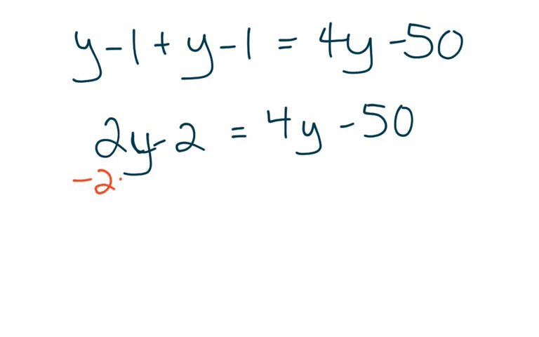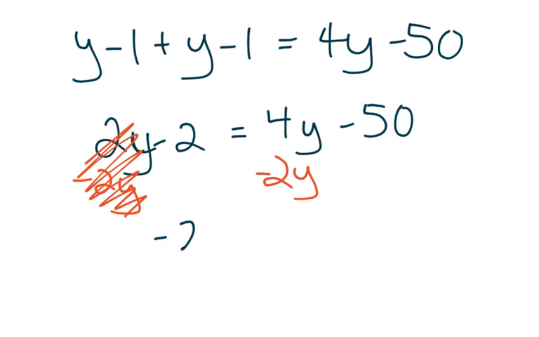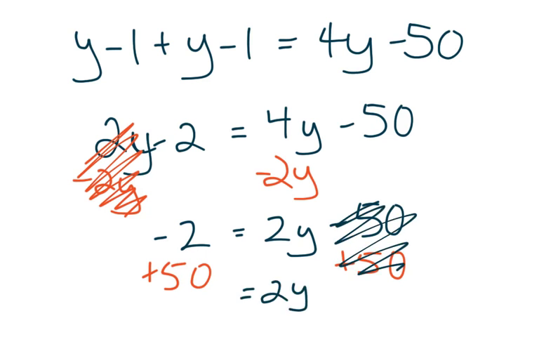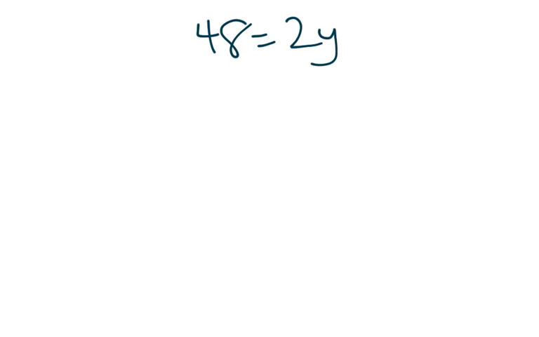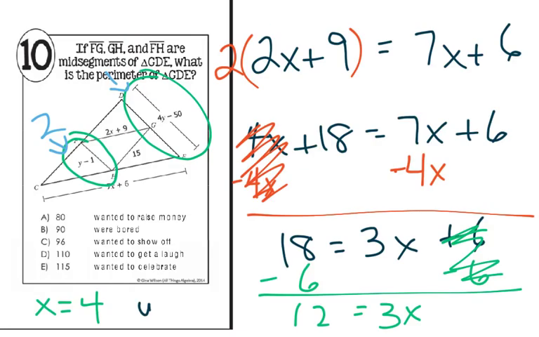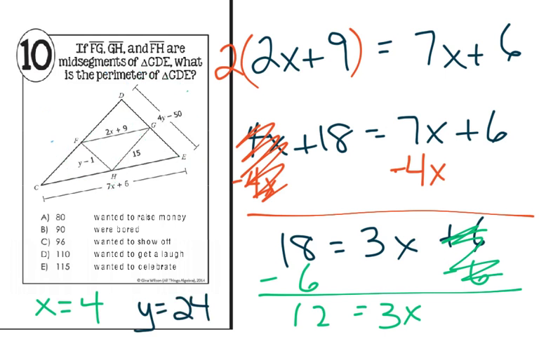I'm going to move the 2y because it's smaller. And these will go away. And I'll be left with negative 2 equals 2y minus 50. Then I'm going to add 50, and these go away. And I get 2y equals 48. So now I'm going to divide by 2. These 2's go away. And I get that y equals 24. So let's go back and look at that one. So y equals 24.